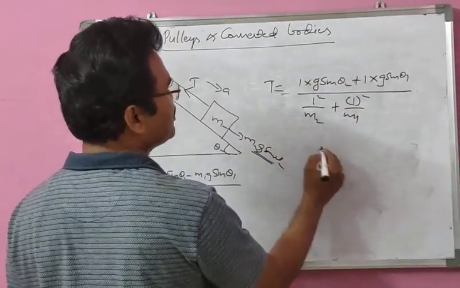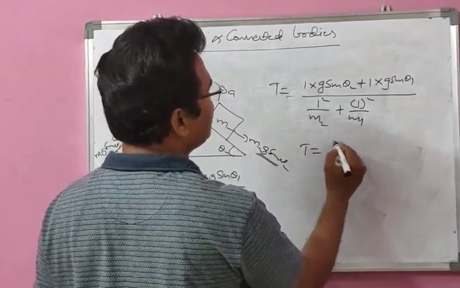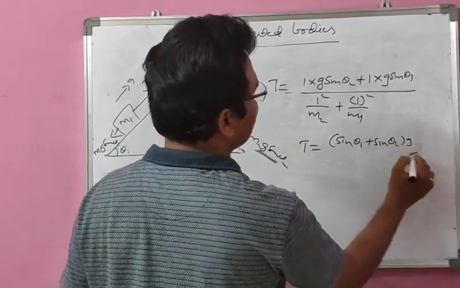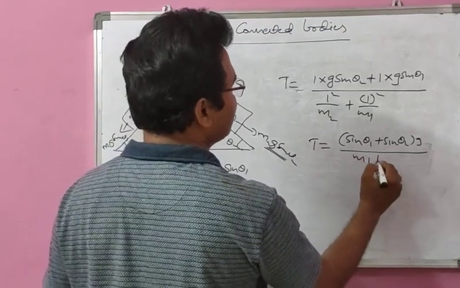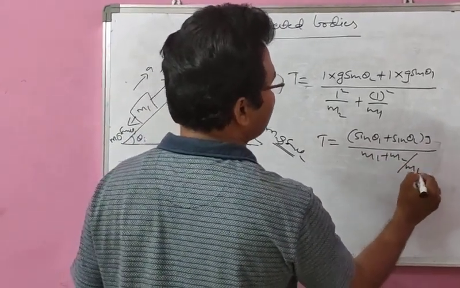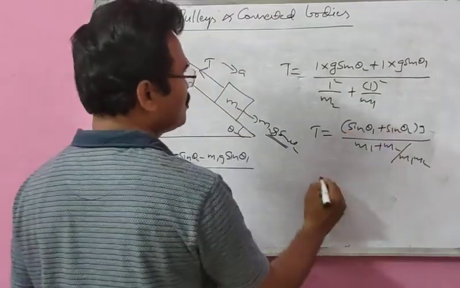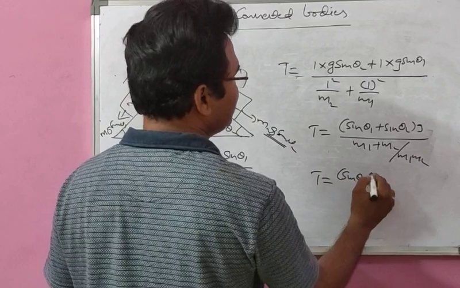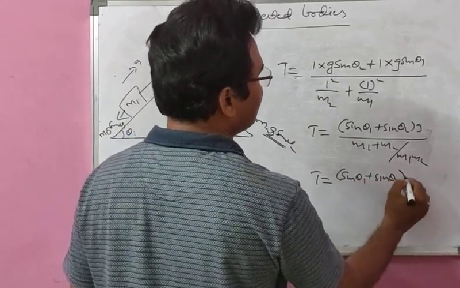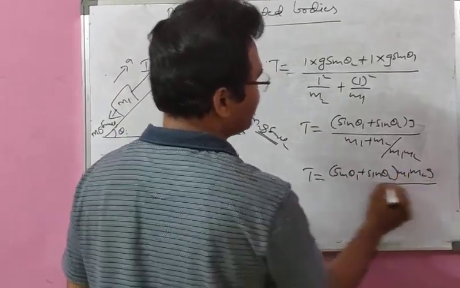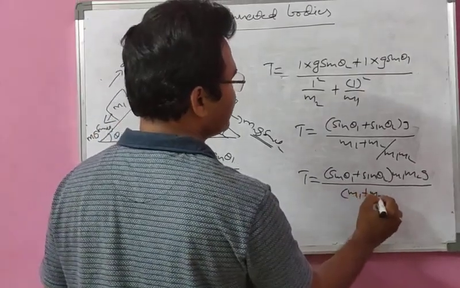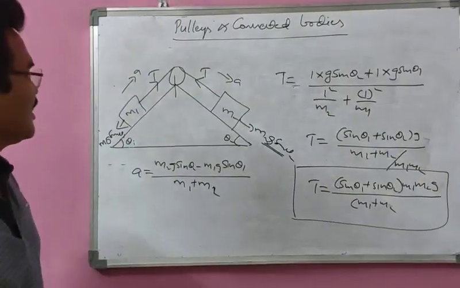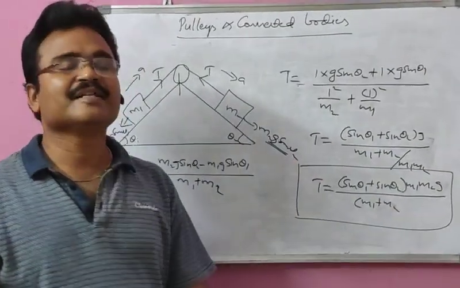So on simplification, in the numerator we are going to get sine theta 1 plus sine theta 2 of G. In the denominator we are going to get M1 plus M2 divided by M1 M2. It goes to the numerator. We are going to get sine theta 1 plus sine theta 2 of M1 M2G divided by M1 plus M2. So observe this one. It's a very simple technique. You can easily get the accelerations and tensions in these cases.